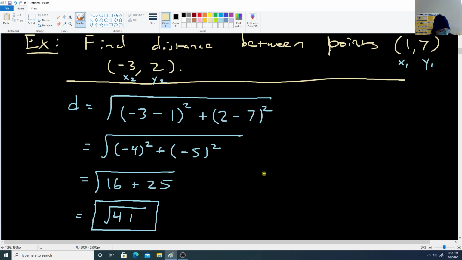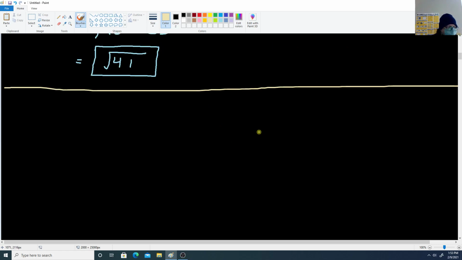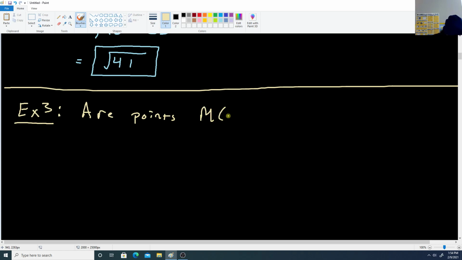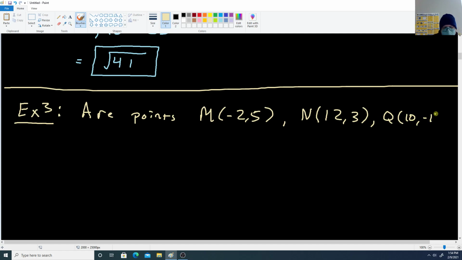So next up, they're going to give us 3 points, and they're going to say, are these 3 points vertices of a right triangle? This is going to be example 3 in your online textbook that came with my math lab. So our points: they give us M, which is (-2, 5), N, which is (12, 3), and Q, which is (10, -11). Are these points vertices of a right triangle?